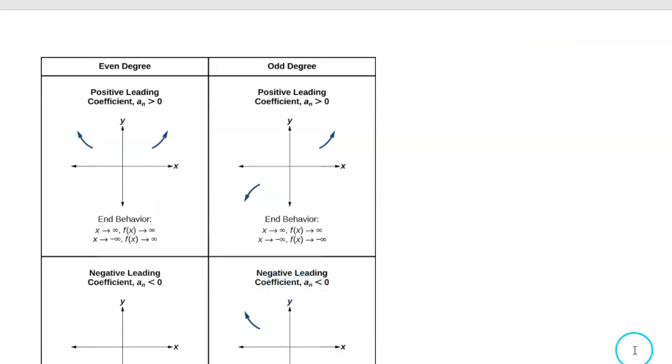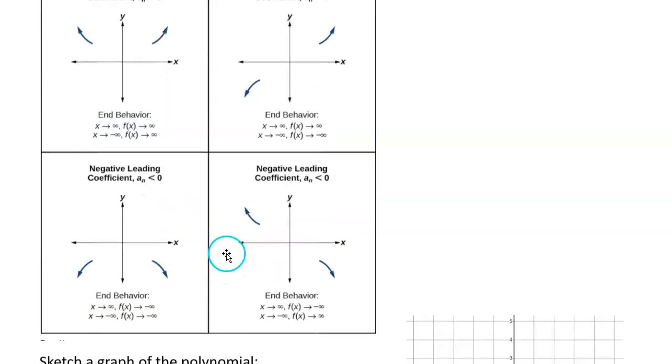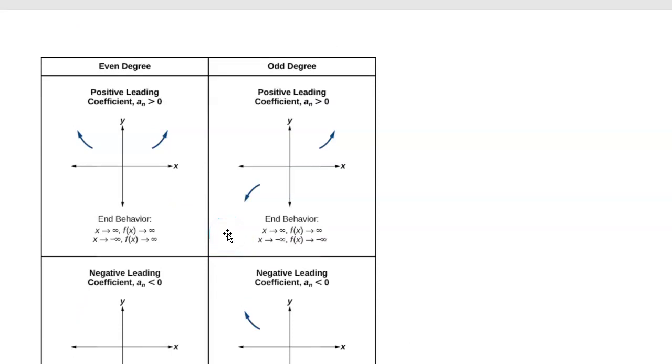Okay, now I pulled this out of your textbook. If you want a better view of this, I encourage you to go to your e-text and maybe print out that page, because they have a lot of great information in the textbook about this. But this chart is kind of nice because it organizes it in a condensed form. And if you have an even degree, you have this first column here, and if you have your odd degree, you want to look at the second column.